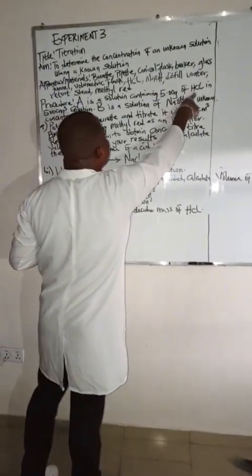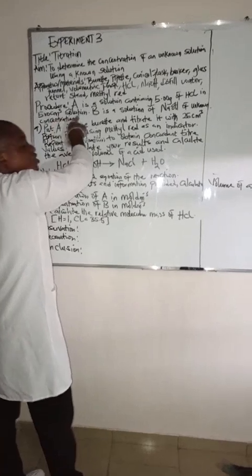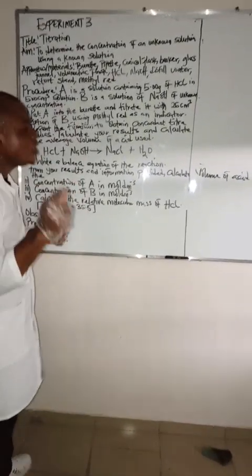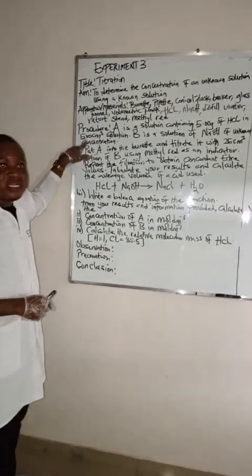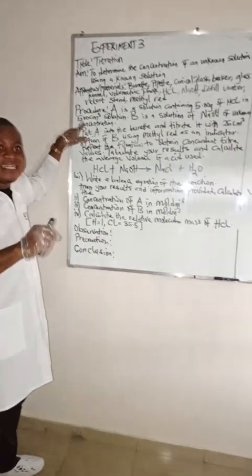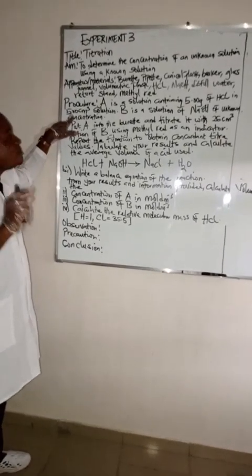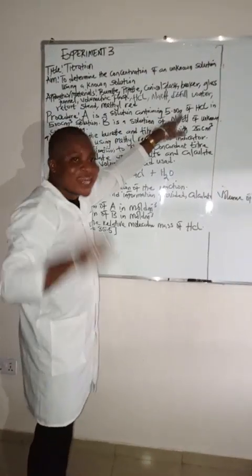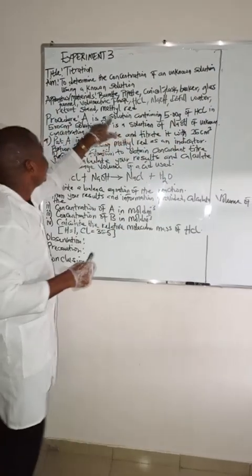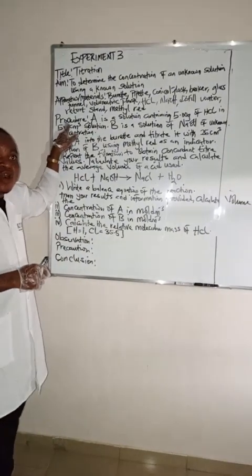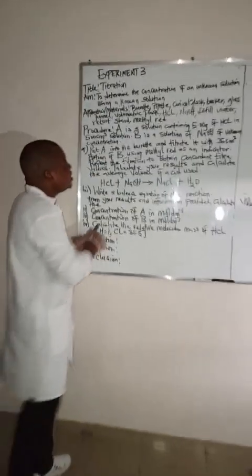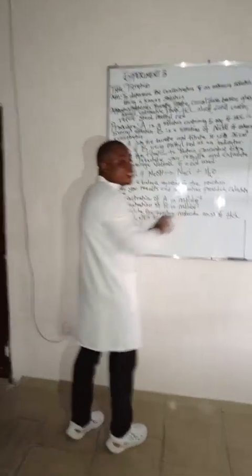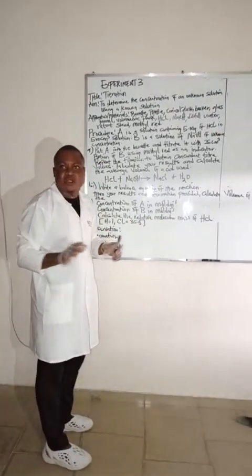They said A is a solution containing 5.00 gram of HCl in 500 cm cube of solution. What I want you to understand is that 500 cm cube is not standard volume. For it to be standard volume, it must be in dm cube. It means that 5.00 gram of the acid is dissolved in 500 cm cube of water, which is not standard. In 500 cm cube, the acid contains 5.00 gram. That's not what we want.